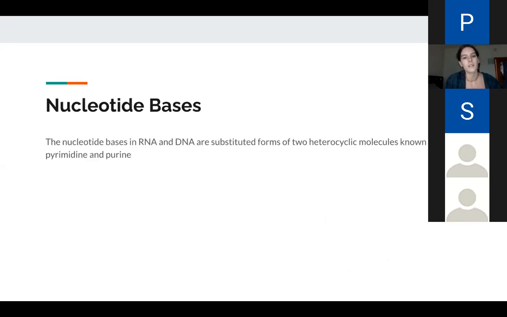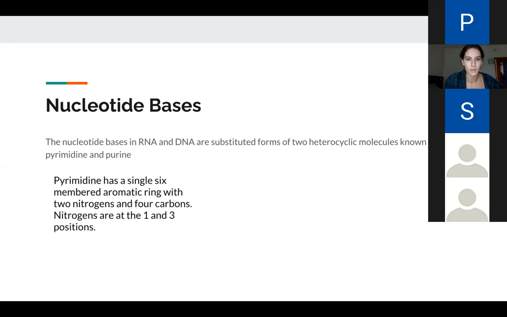So the nucleotide bases in RNA and DNA are just substituted forms of two heterocyclic molecules known as pyrimidine and purine. Pyrimidine has a single six-membered aromatic ring with two nitrogens and four carbons. The nitrogens are at the 1 and 3 positions. So that's how the numbering will work: 1, 2, 3, 4, 5, 6 for pyrimidines.